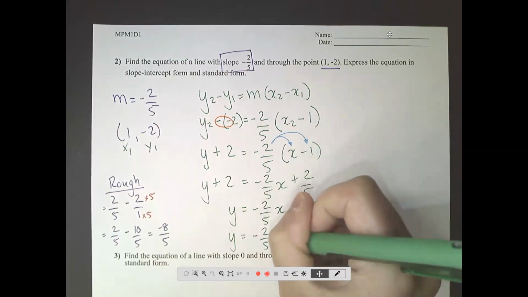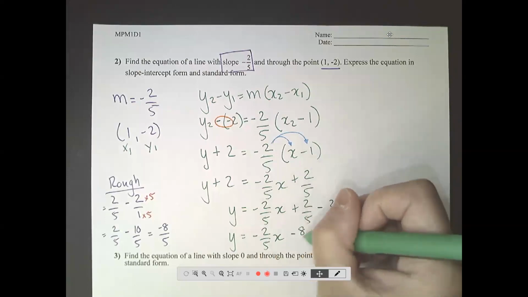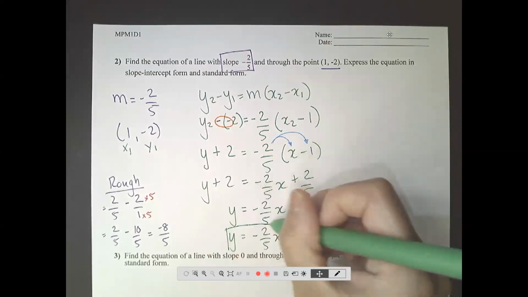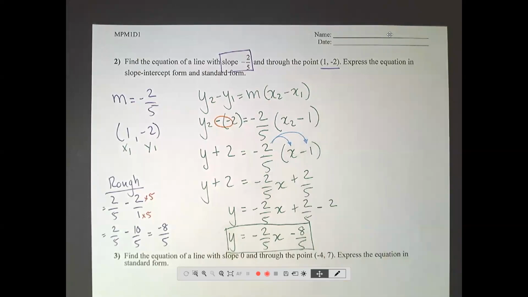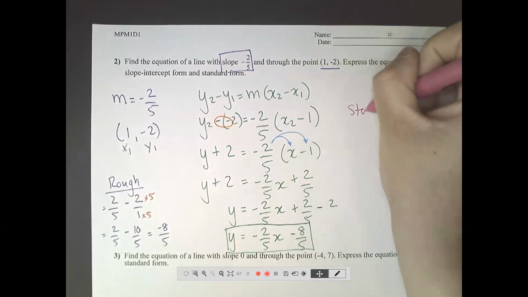y is equal to negative 2 over 5 x minus 8 over 5. That is our equation of a line in slope-intercept form. We are not done the question yet. We need to go ahead and try to figure out what it would be in standard form.